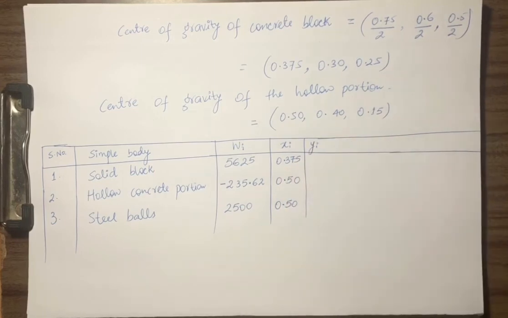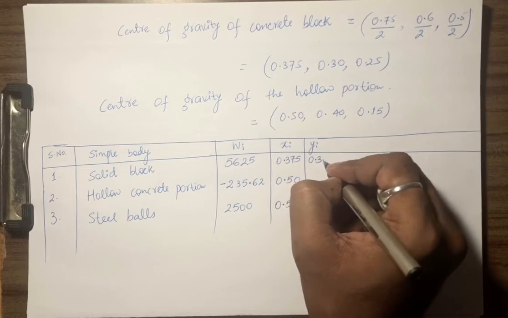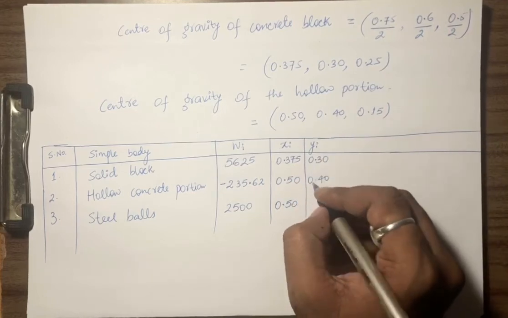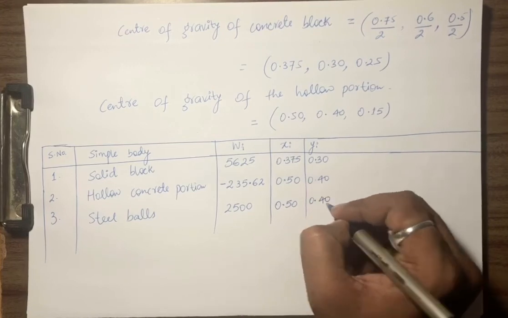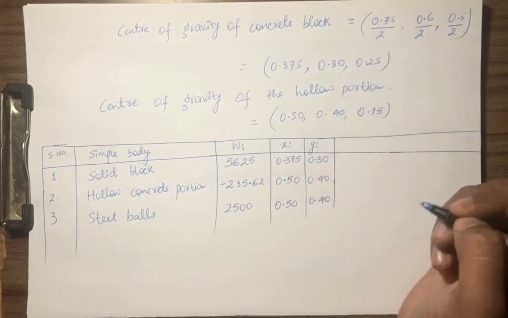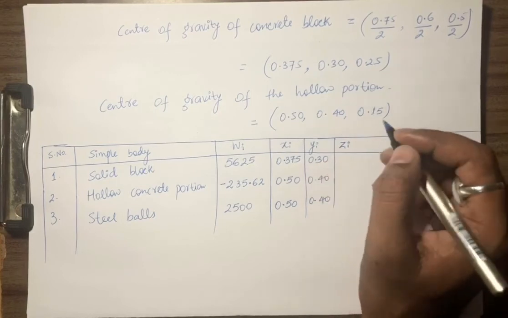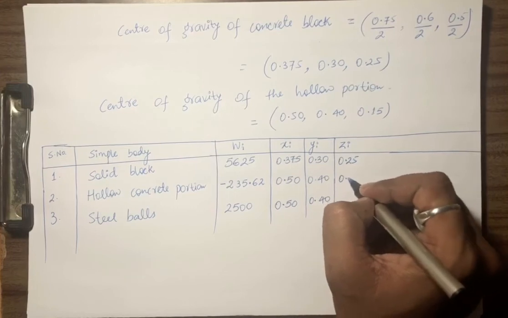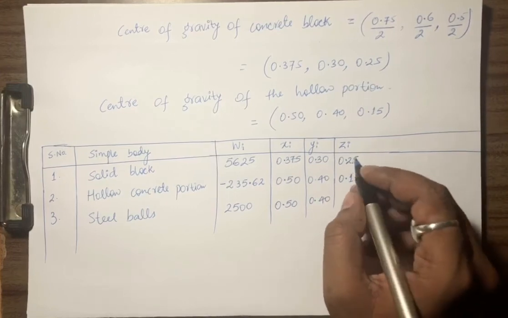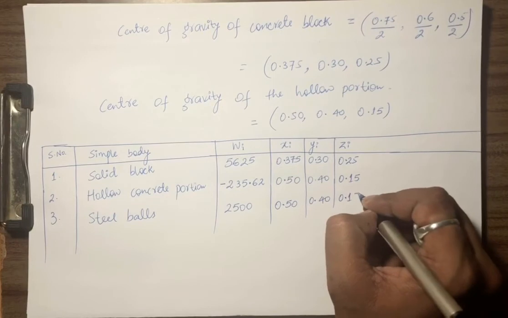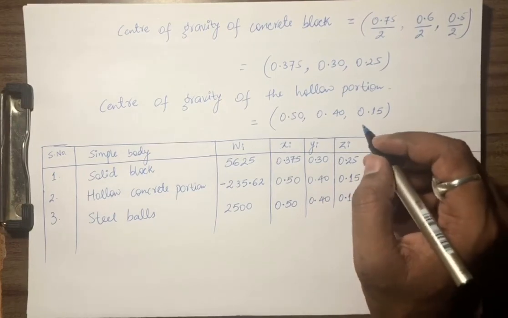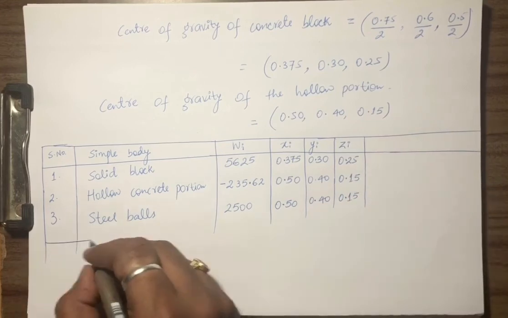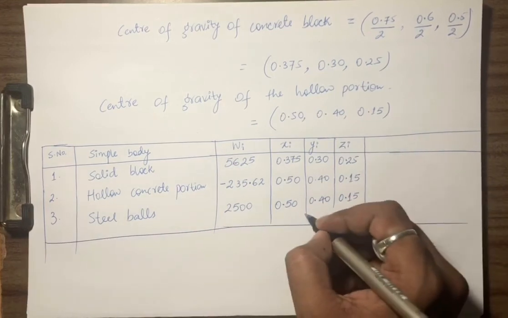Yi is 0.30, 0.40, and again 0.40. Zi is 0.25, 0.15, and again 0.15. Okay, so till here I don't think any problem is there.